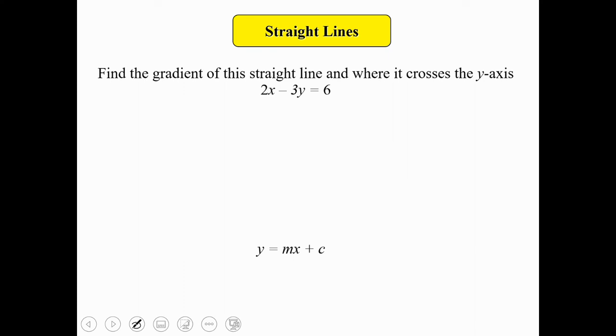This one now is a little bit more complex: 2x minus 3y is equal to 6. What I would like you to do is to pause the video, rearrange so that it's in the form y is equal to mx plus c, then work out what my gradient is and what my y-intercept is.